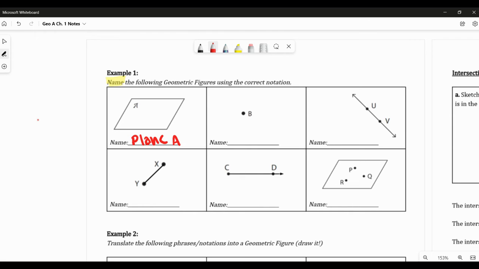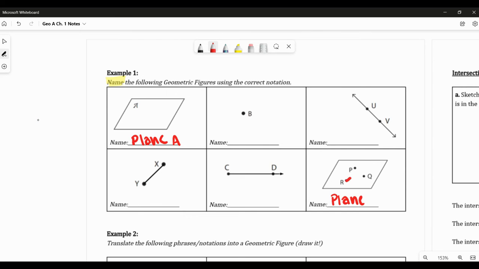Now, I'm actually going to come down to the last one here because you'll notice that down here, I also have a parallelogram. However, there are 3 points on this parallelogram. So we can name planes in 2 ways. One is with a capital letter, and then the other one is with 3 points. And so this one is also a plane. And I can name it using those 3 points.